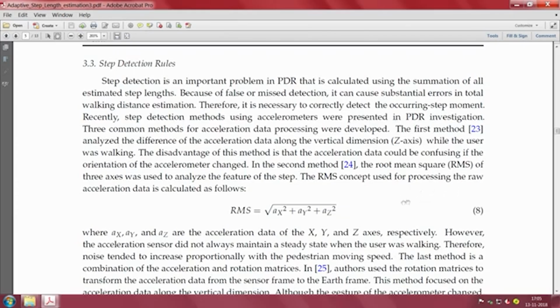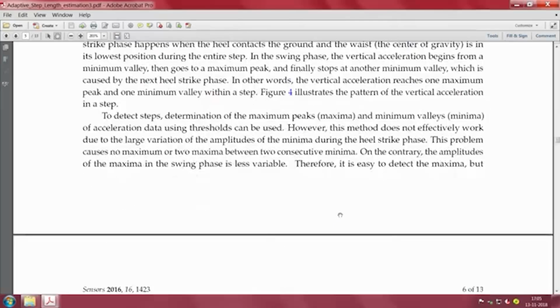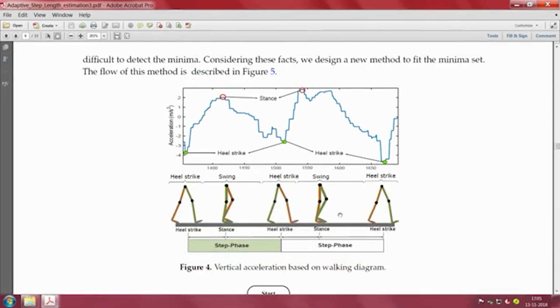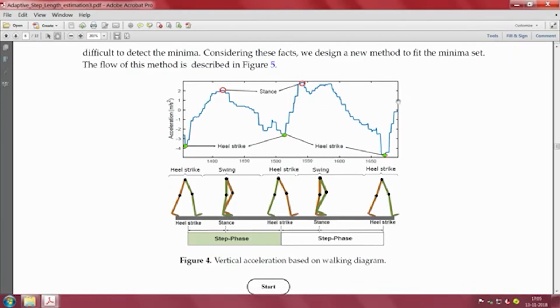You have to do some RMS concept for processing raw acceleration data, you use this expression, and then you go on, and then they try to improve on it. This is perhaps one paper which actually talks very well, and this picture is exactly what we were able to plot also. You will see that there is a heel strike, then there is stance, heel strike, stance, heel strike and stance, and so on. That is, the hip is moving up down up down, which is what we saw in terms of that hip movement, also called the bounce in the other paper, which is nicely matching everything.